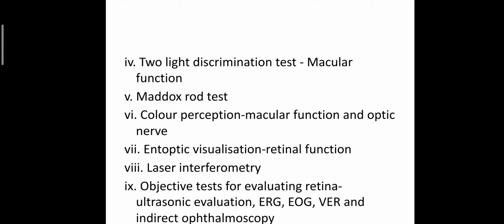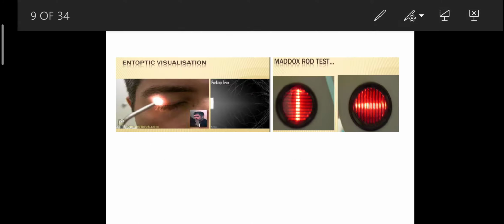And other tests are laser interferometry. It's a very good test for measuring the macular potential in presence of opaque media. And other objective tests, like I told you, which are done mostly in cases of congenital cataract.